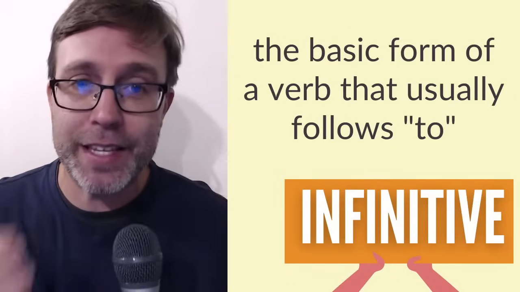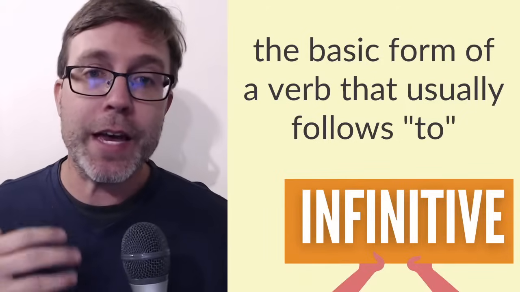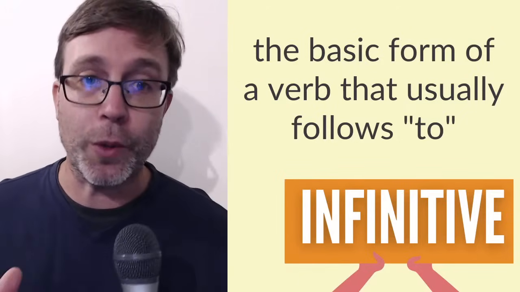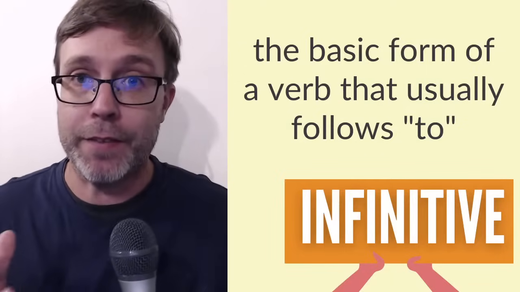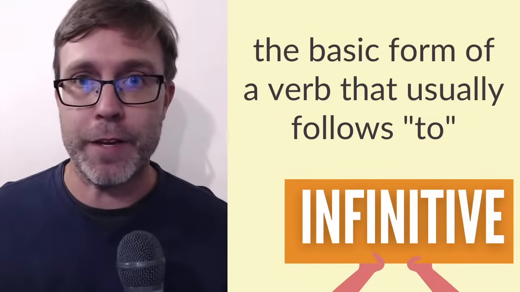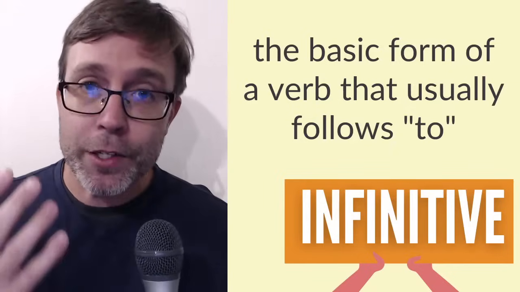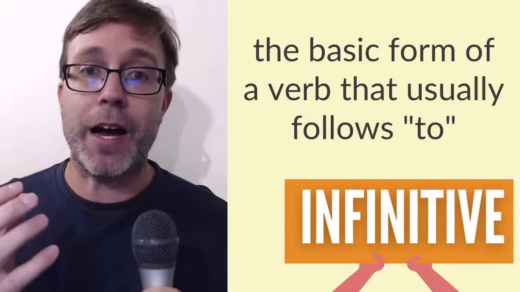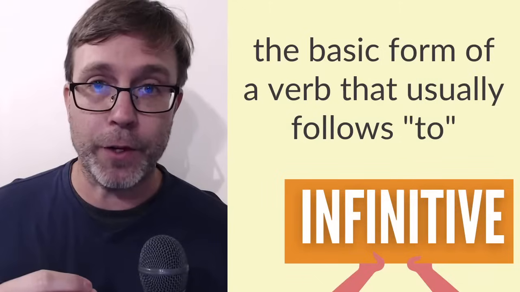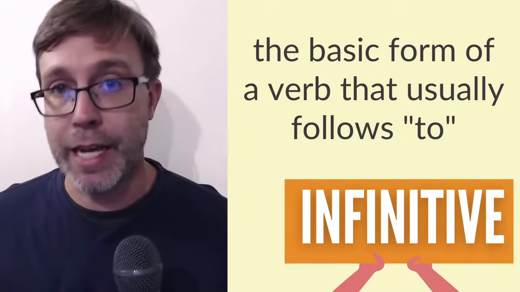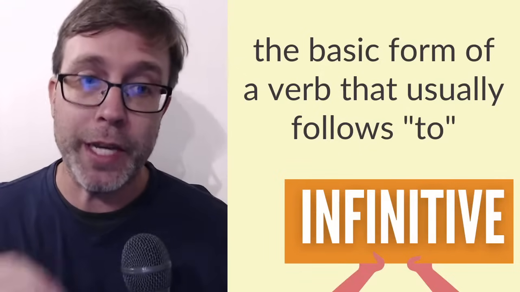So this is talking about the basic form of a verb that usually follows to. I say usually because there are different types of infinitives. Like you could have the bare infinitive, in which case there is no to. In this lesson, though, when I say the infinitive, I'm referring to using to plus the base verb. To play, to walk, to dance, to run. So those are the infinitives that I'm referring to in this lesson.